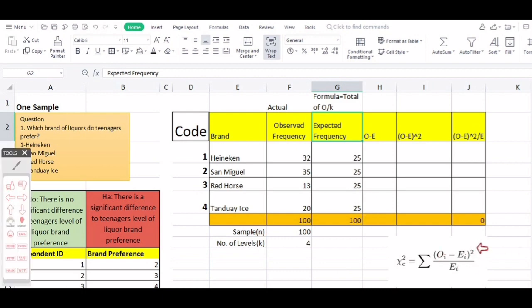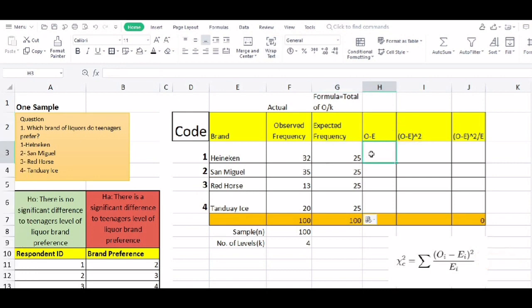The next step is that we are going to get the difference of the observed frequency and the expected frequency. And to do that, equals the cell of observed frequency less the cell of expected frequency. And we can just drag it down.